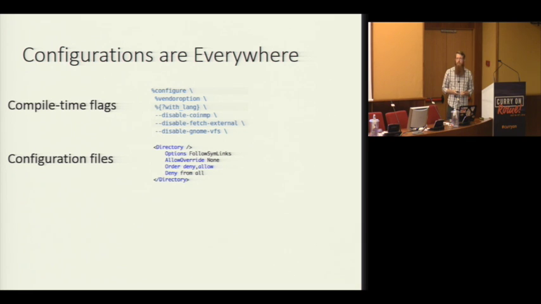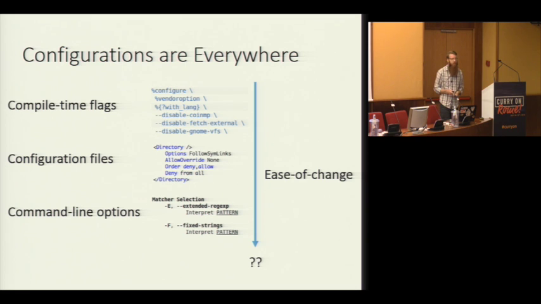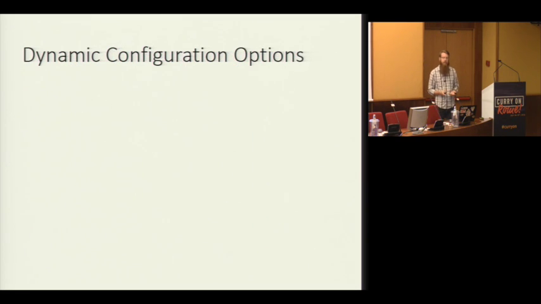flags, configuration files, and command line options. And these different flavors form a spectrum in how easy they are to change. Today I want to talk about what lies at the end of this spectrum, what we call dynamic configuration options. Now, these are options that can be changed at runtime and do not require a restart of the program for these changes to take effect.